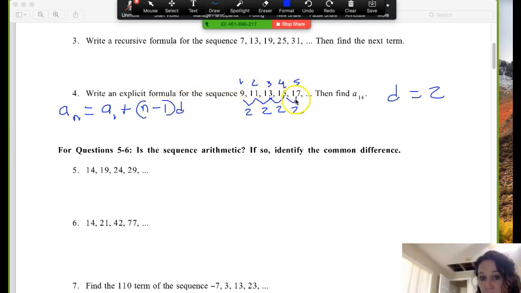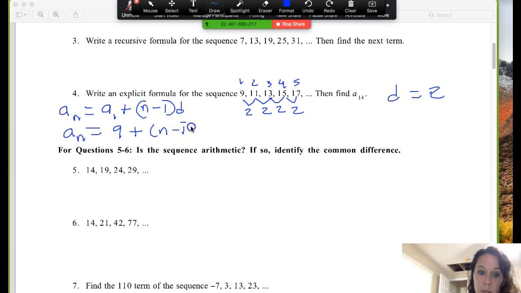1, 2, 3, 4. Now multiplication is the same as repeated addition. So I multiply the common difference times 4. I do it 1, 2, 3, 4 times to get to the 5th term. So let's make it specific for our sequence. Any number that I want, I start with my first term, which happens to be 9, and I add on n minus 1 times that common difference of 2.